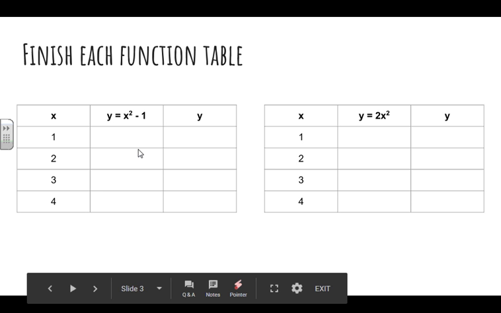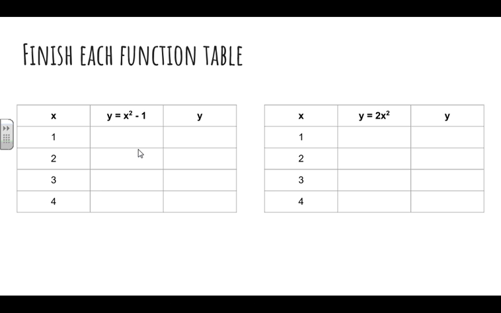Okay. So in this first table, our function is y equals x squared minus 1. So we're going to start by plugging in all of our x's and then finding our y's. So if x is 1, our function would look like y equals 1 squared minus 1. All right, 1 squared is 1. 1 minus 1 is 0. If x is 2, our function would look like y equals 2 squared minus 1. 2 squared is 4. 4 minus 1 is 3.